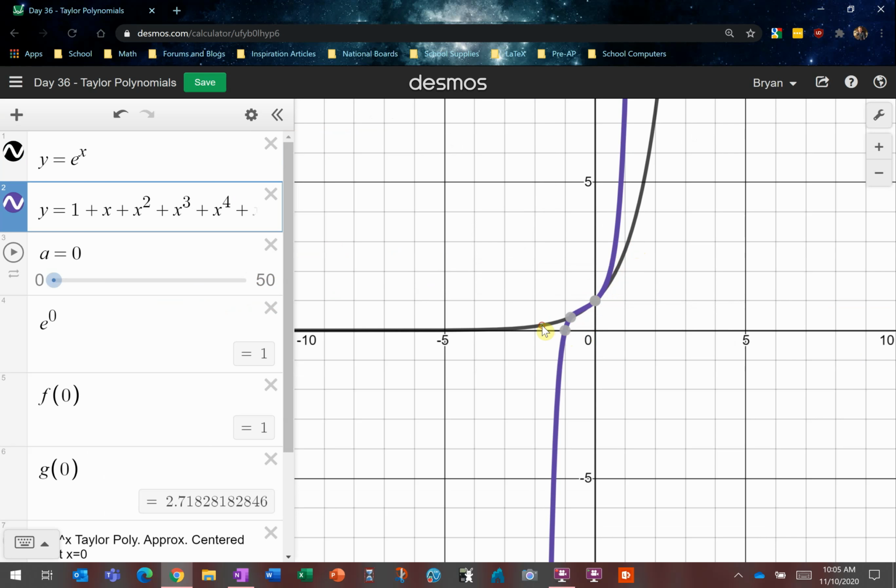But it's not really mimicking the rest of the graph of e to the x. And in fact, if we did a perfect job, this purple graph should really be perfectly matching up to e to the x. And it's not. It's kind of just stuck right here, which means I think that we're missing something else. Well, what are we missing?